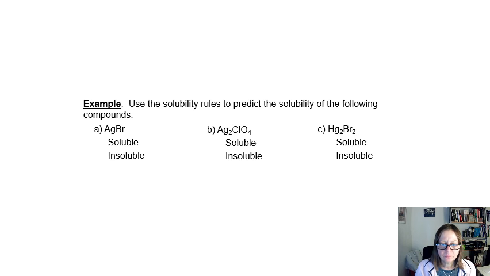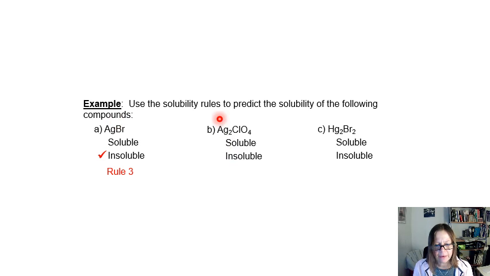Doing an example of a question that you may be facing. Use the solubility rules to predict the solubility of the following compounds. A is silver bromide. So here we can look at rule number 3. Most chloride, bromide, and iodide salts are soluble, that's bromide, except for silver, lead, and mercury halides. This is silver bromide. Therefore, it is insoluble. Rule number 3.